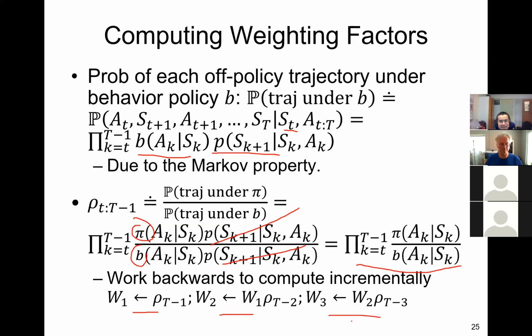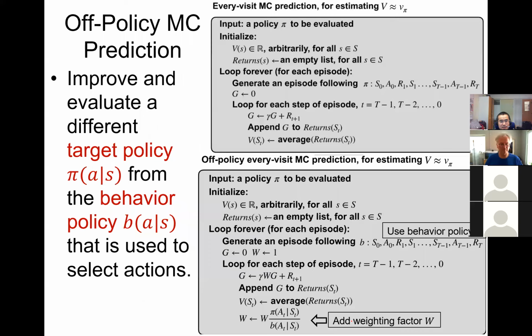So having the weighting factors, we can do off-policy prediction. Remember the previous MC prediction with Monte Carlo sampling: we simply generate episodes and average the returns for a particular state to get its value function, the expected value function.